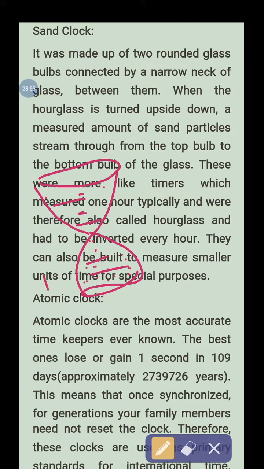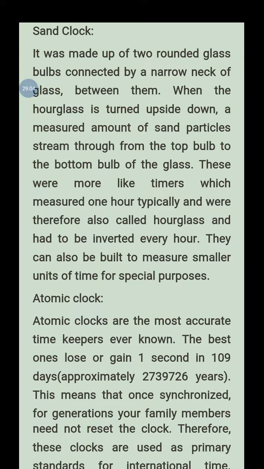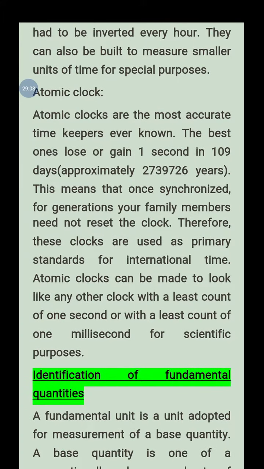Then after 1 minute, it will empty and it will be full. Then it takes the time approximately. It is also a type of clock which I use in our former areas. Atomic clock. This one is the new atomic clock.